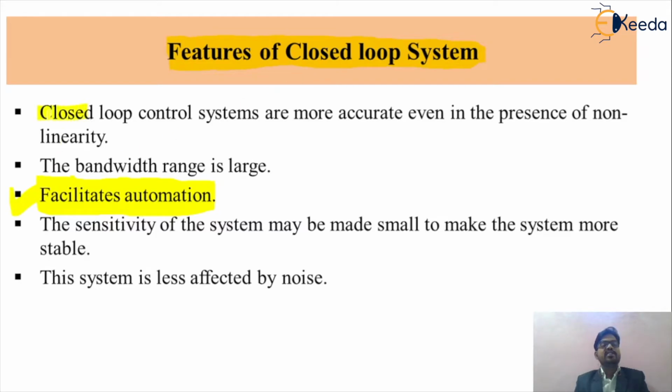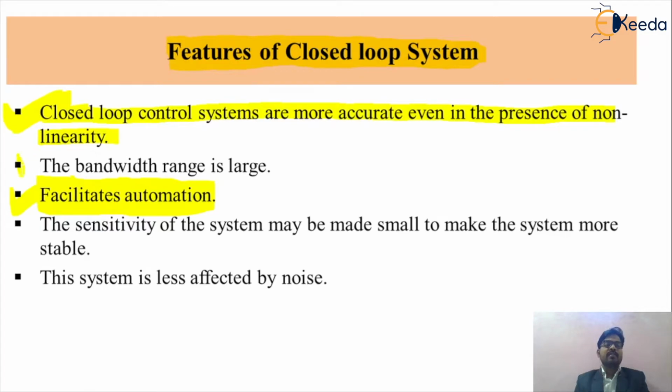Then the second thing is that closed loop control systems are more accurate even in the presence of non-linearity, because in open loop control systems the accuracy is very low, but in closed loop control systems, friends, the accuracy is very high. Even if non-linearities are present, the closed loop system will provide more accuracy. That will be the first feature.